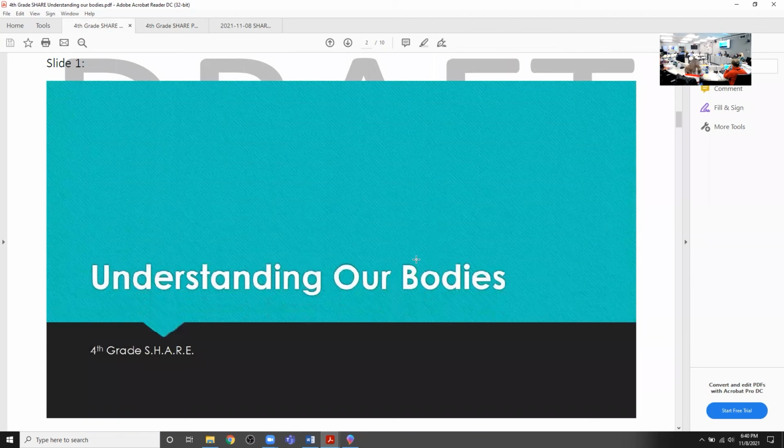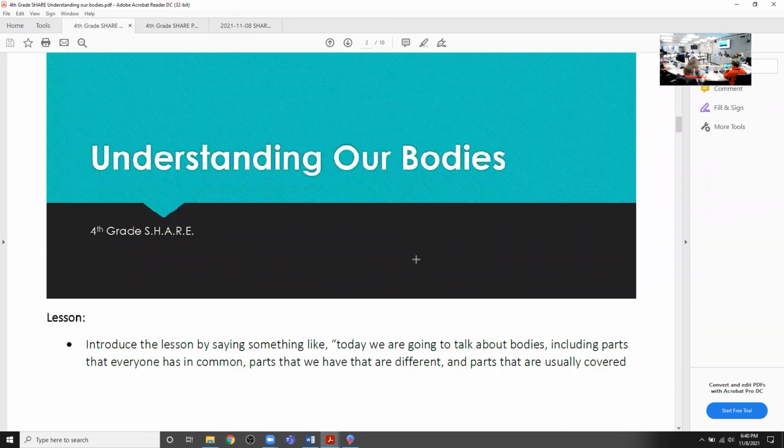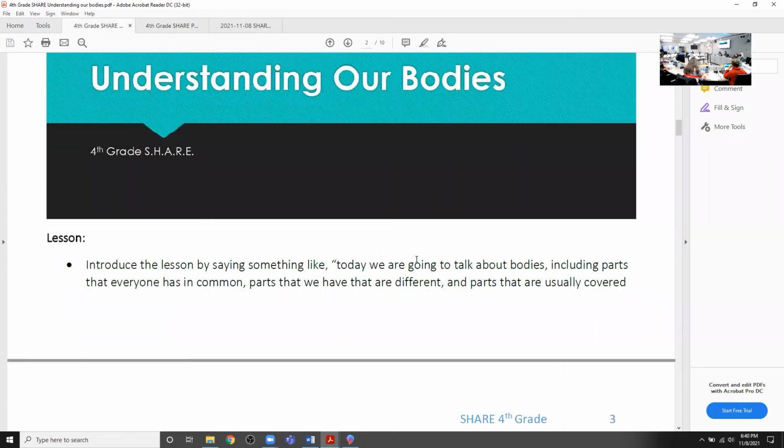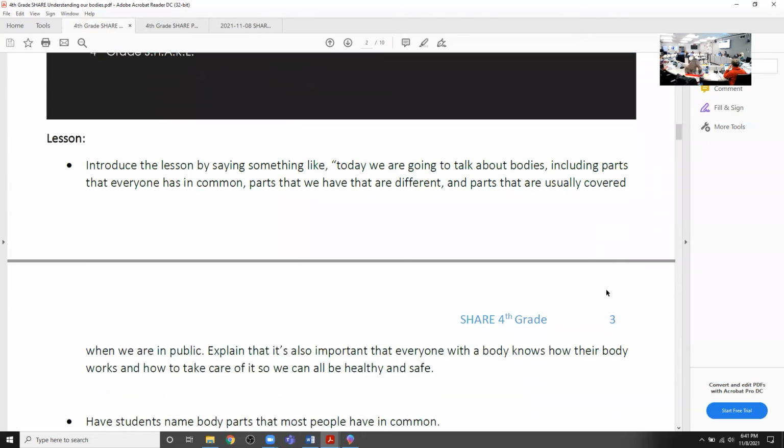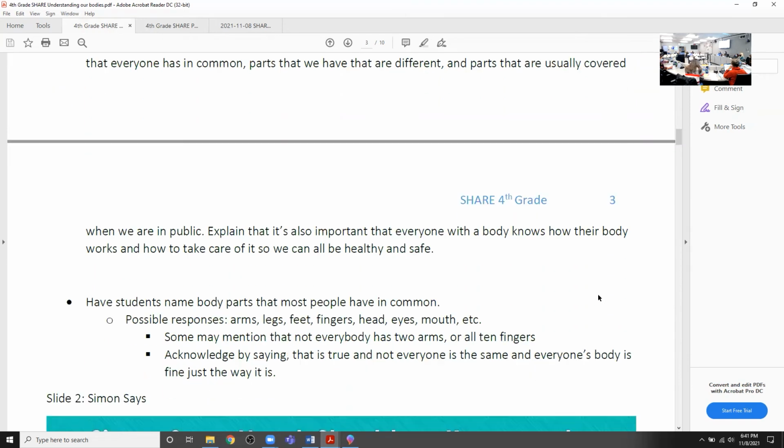Rolling into slide 1, understanding our bodies for 4th grade. Introduce the lesson by saying something like, today we're going to talk about bodies, including parts that everyone has in common, parts that we have that are different, and parts that are usually covered when we are in public. Explain that it's also important that everyone with a body knows how their body works and how to take care of it, so we can all be healthy and safe.